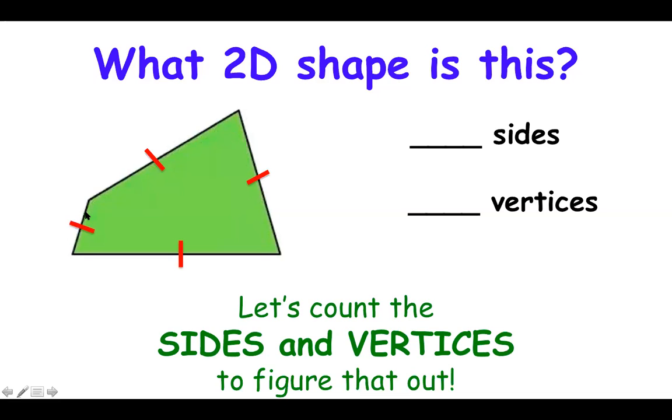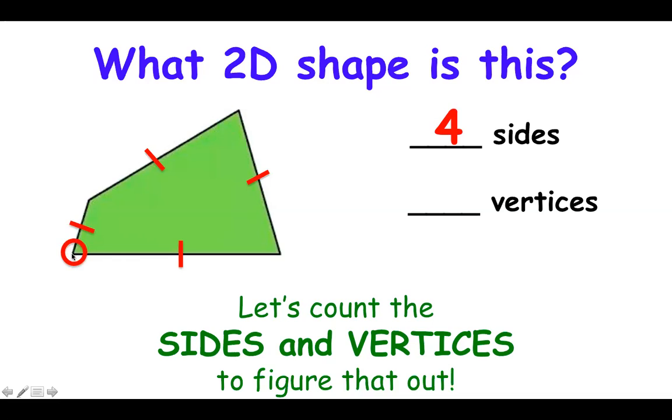You have to really look closely and notice that right here, the shape changes directions. This side ends and then a new side starts and goes in this direction. Even though it's hard to see, it's there. So there are 4 sides in this shape. Let's count the vertices now.